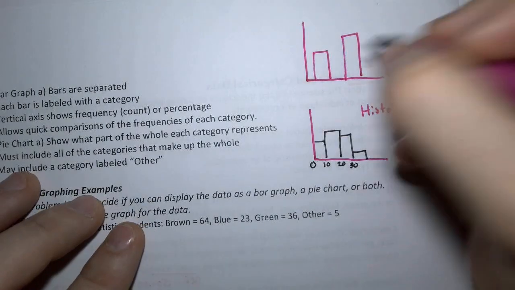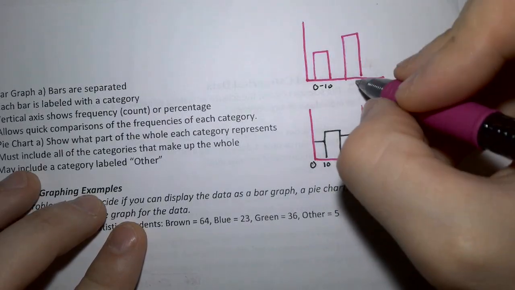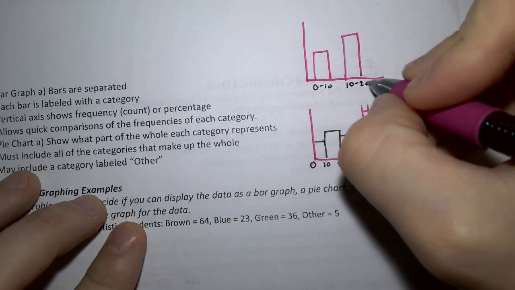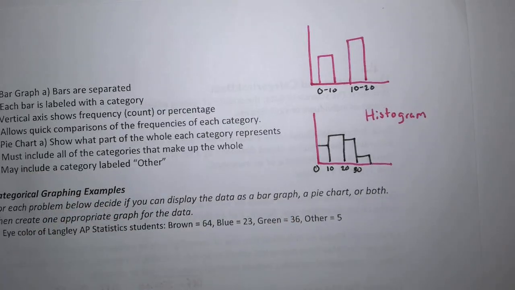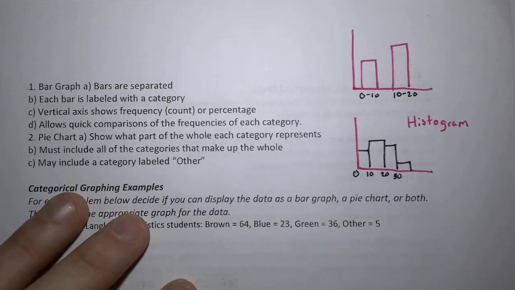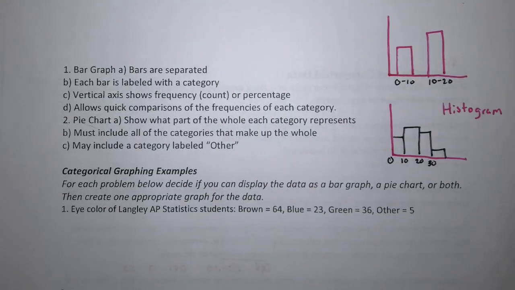So this is a histogram, and then typically you say 0 to 10, 10 to 20, 20 to 30, versus here you would say you are 0 to 10 years old. And then here you are 10 to 20 years old type of thing. Here you can have no spaces in between, but it's almost the same thing. Histograms and bar graphs are almost the same, but today we're only focusing on bar graphs.